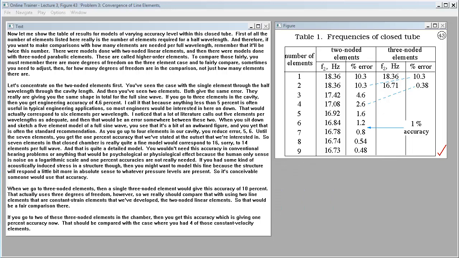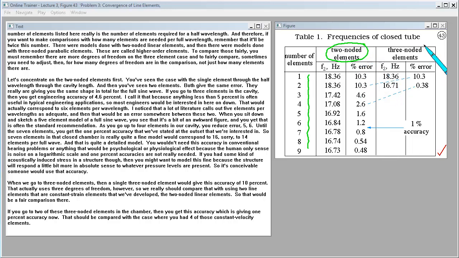First of all, the number of elements listed here really is the number of elements required for a half wavelength, and therefore if you want to make comparisons with how many elements are needed per full wavelength, remember that it'll be twice this number. There were models done with two-noded linear elements, and then there were models done with three-noded parabolic elements. These are called higher order elements. To compare those fairly, you must remember there are more degrees of freedom in the three-noded case, and to fairly compare, sometimes you need to adjust for how many degrees of freedom are in the comparison, not just how many elements there are.